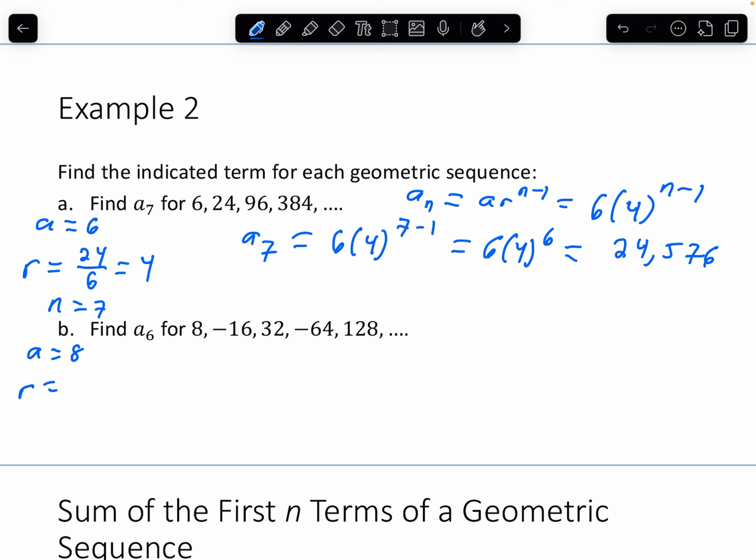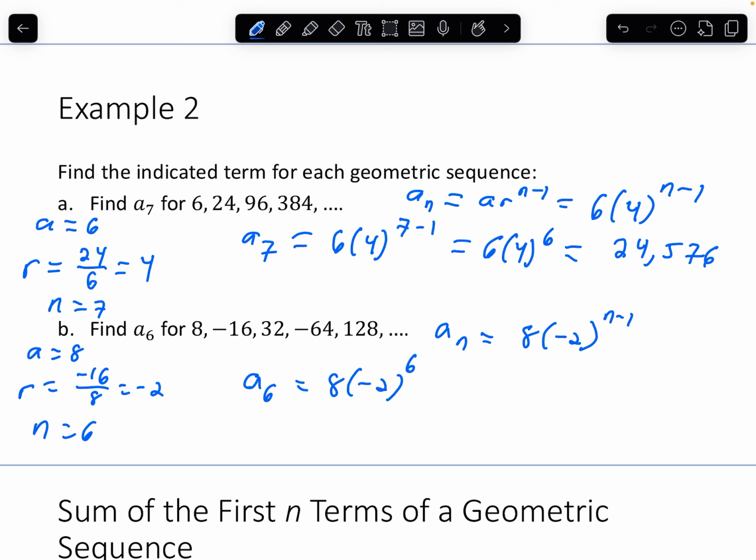For a sub 6 with 8, negative 16, 32, negative 64, 128, a is 8. And r would be negative 16 over 8, so negative 2. And n for this one is 6. So a sub n is going to be 8 times negative 2 to the n minus 1. So a sub 6 is 8 times negative 2 to the 6 minus 1, so 8 times negative 2 to the 5th power. And that gives us a value of negative 256.